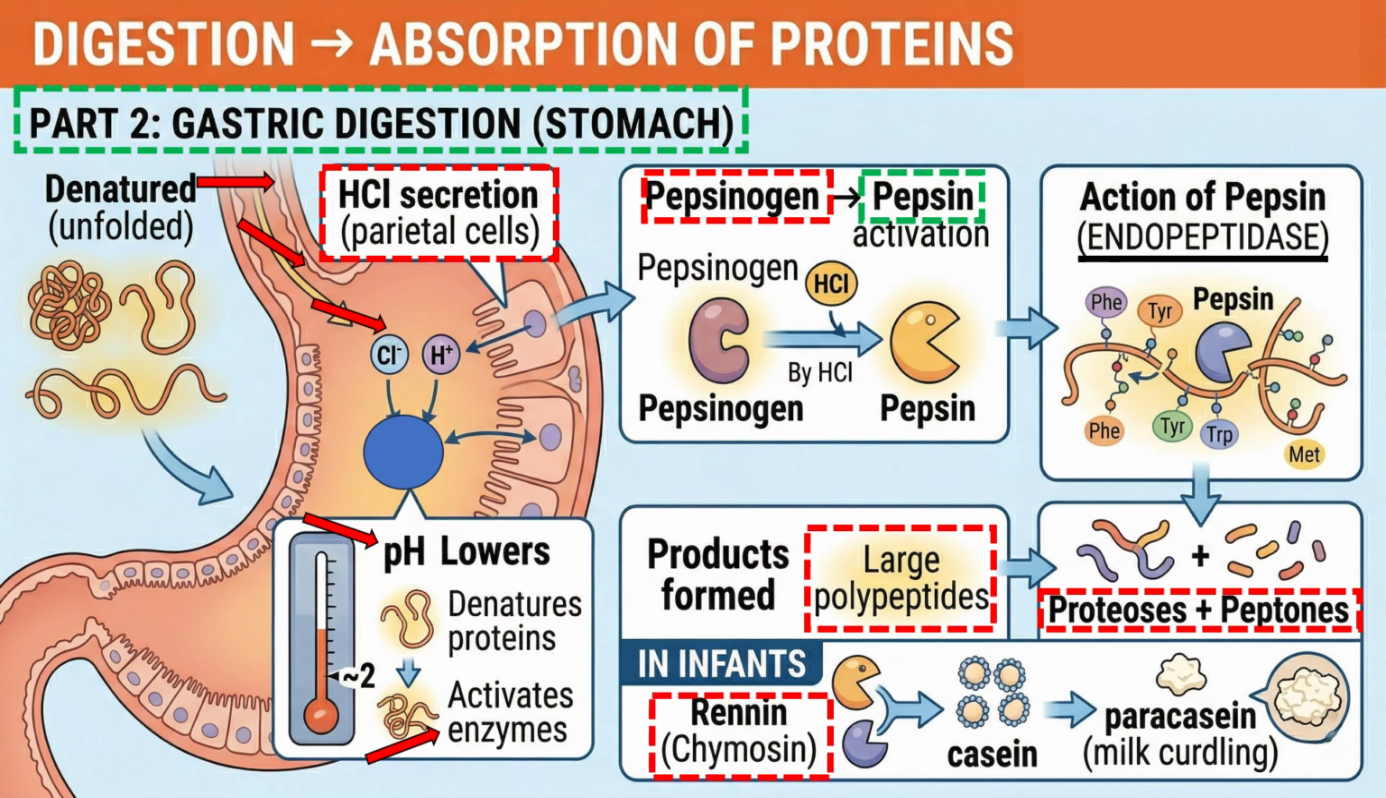In the infants, there is an additional enzyme called as chymosin, or renin. This enzyme acts on the milk protein casein and converts it into paracasein, leading to milk curdling. What is the purpose of curdling? The curdling slows down the gastric emptying and improves the digestion in the infants. But this enzyme chymosin or renin is absent in the adults.